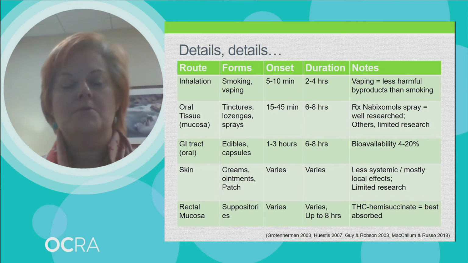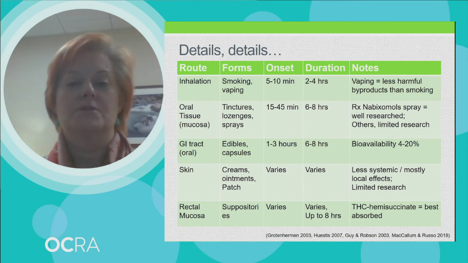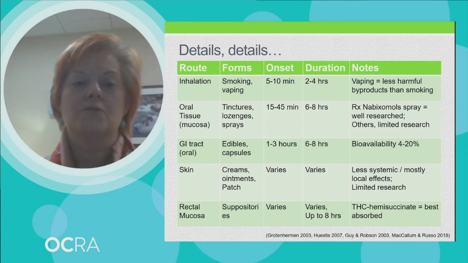I also recommend that people think about the fact that it can take 1 to 3 hours before you get the full effect, because some people will be impatient, and after 30 minutes they'll take more, and then after 30 more minutes they'll take more, and the next thing you know, they've got so much medicine in them that they're very uncomfortable with the side effects. So it's very important to understand the differences in onset and duration for edibles in particular.